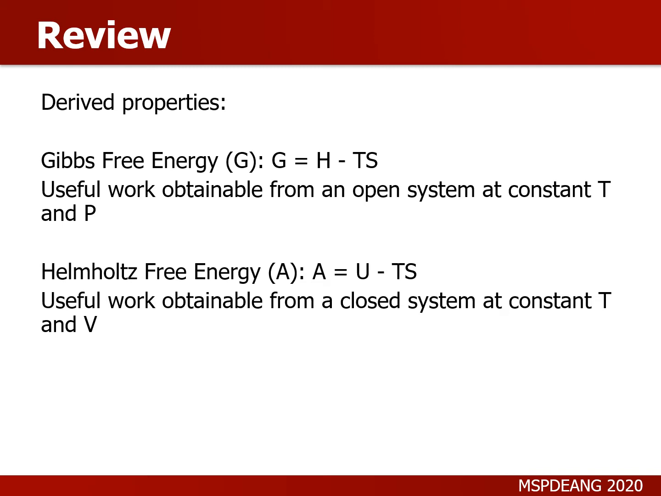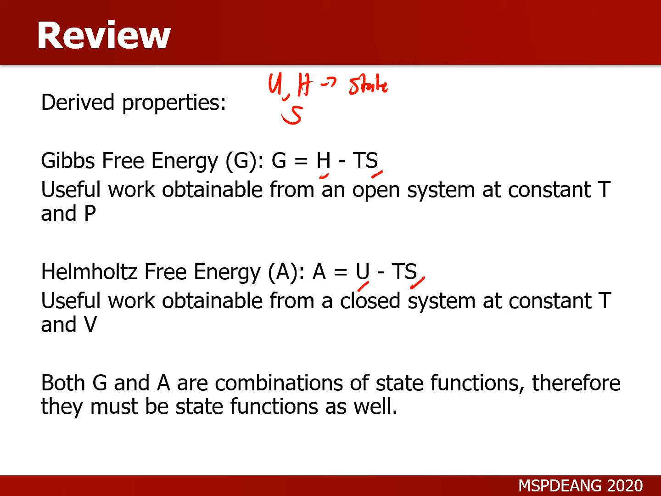Okay. So now recall, we have said that internal energy and enthalpy, these are state functions along with entropy. So as long as you know the initial and final states, you know kung ano yung change in enthalpy, internal energy, and change in entropy as well. So as we can see, the Gibbs free energy is a combination of two state properties. Okay, combination ng enthalpy and entropy. Tapos ang Helmholtz free energy, combination ng U, internal energy, and entropy. So meaning, if both G and A are combinations of state functions, therefore, they must be state functions themselves as well.